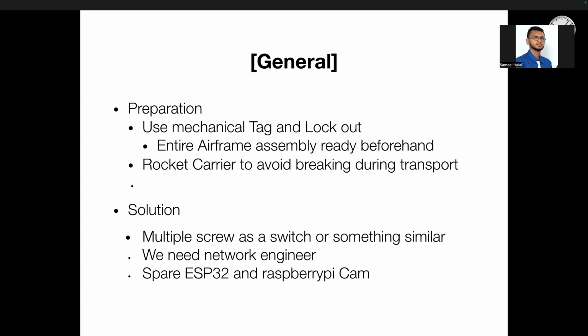Just another suggestion would be to use a rocket carrier to avoid breaking during transport. We noticed that one of the fins of Simba was damaged due to transport. So we can come up with a carrier, just a wooden case or something, to ensure that we don't have anything breaking. And we can use spare ESP32s, especially for the recovery team, in case one ESP burns out, which can occur very easily. So we can just replace the ESP32 instead of borrowing from another rocket.